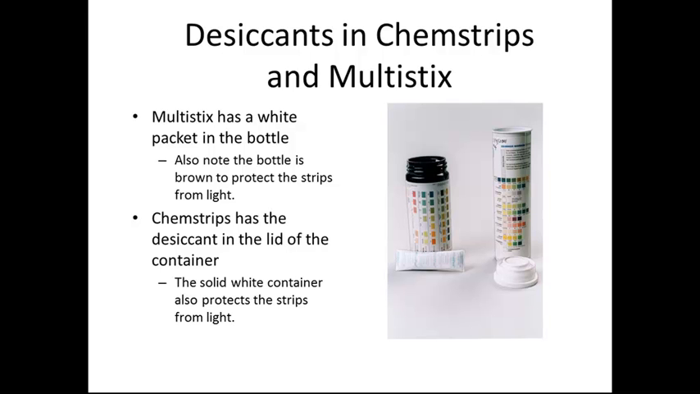Multistix has a white packet in the bottle. This is a preservative. Note that the bottle is black in color to protect the strips from sunlight. The Chemstrip has a desiccant in the bottle of the container, as you see here. The white solid container also is protected from the light. Actually, this is cardboard and then it's colored white.